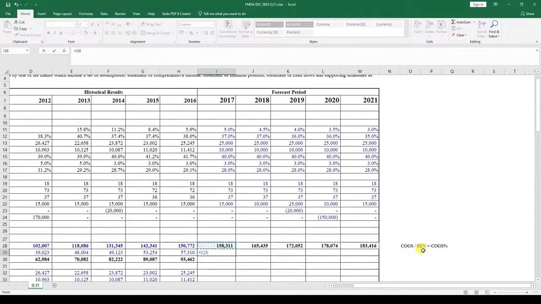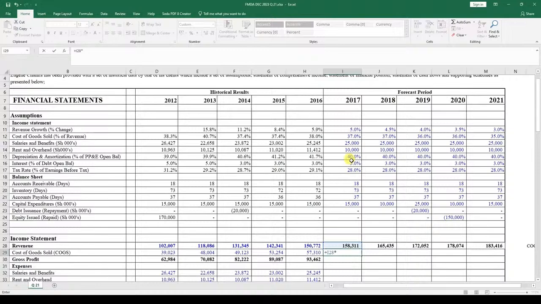We take the revenue and multiply that with the cost of goods sold percent as a percentage of revenue. Enter there, and the same way we've done before, we just drag it, Control R. The gross profit, because it's a formula, we just drag it, Control R.